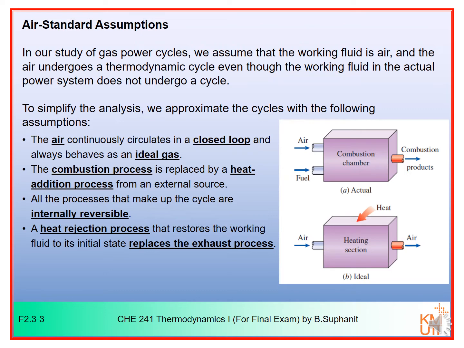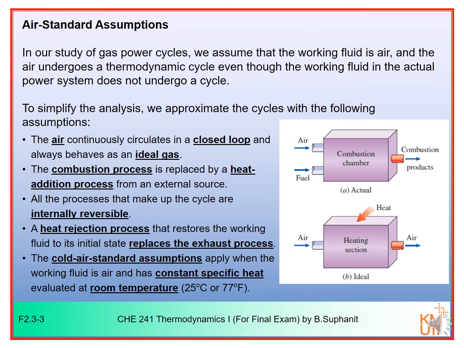Finally, the air properties are assumed to be constant anywhere in the cycle, although the air temperature varies significantly as it flows through each equipment. The specific heat capacity of air is assumed to be constant at room temperature, which is around 25 degrees Celsius or 77 degrees Fahrenheit. This is called the cold air standard assumption.